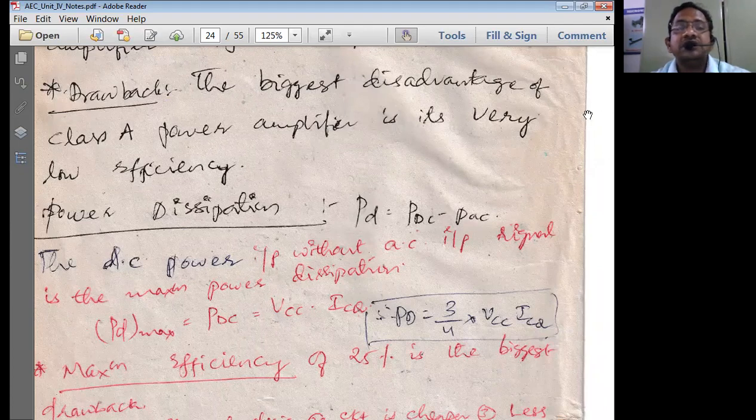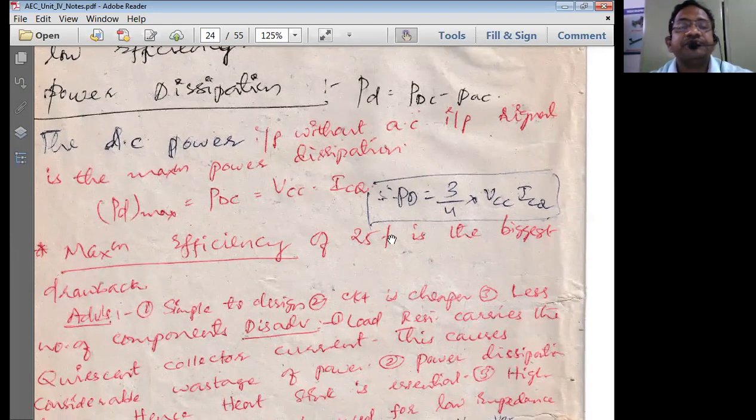Now this is the major drawback of this type of power amplifier. The biggest disadvantage of class A power amplifier is its very low efficiency. The efficiency of class A power amplifier without transformer coupling is a maximum of 25%. That means any value less than 50% is of no use in practical applications. Therefore, we never use this class A power amplifier in practical applications.